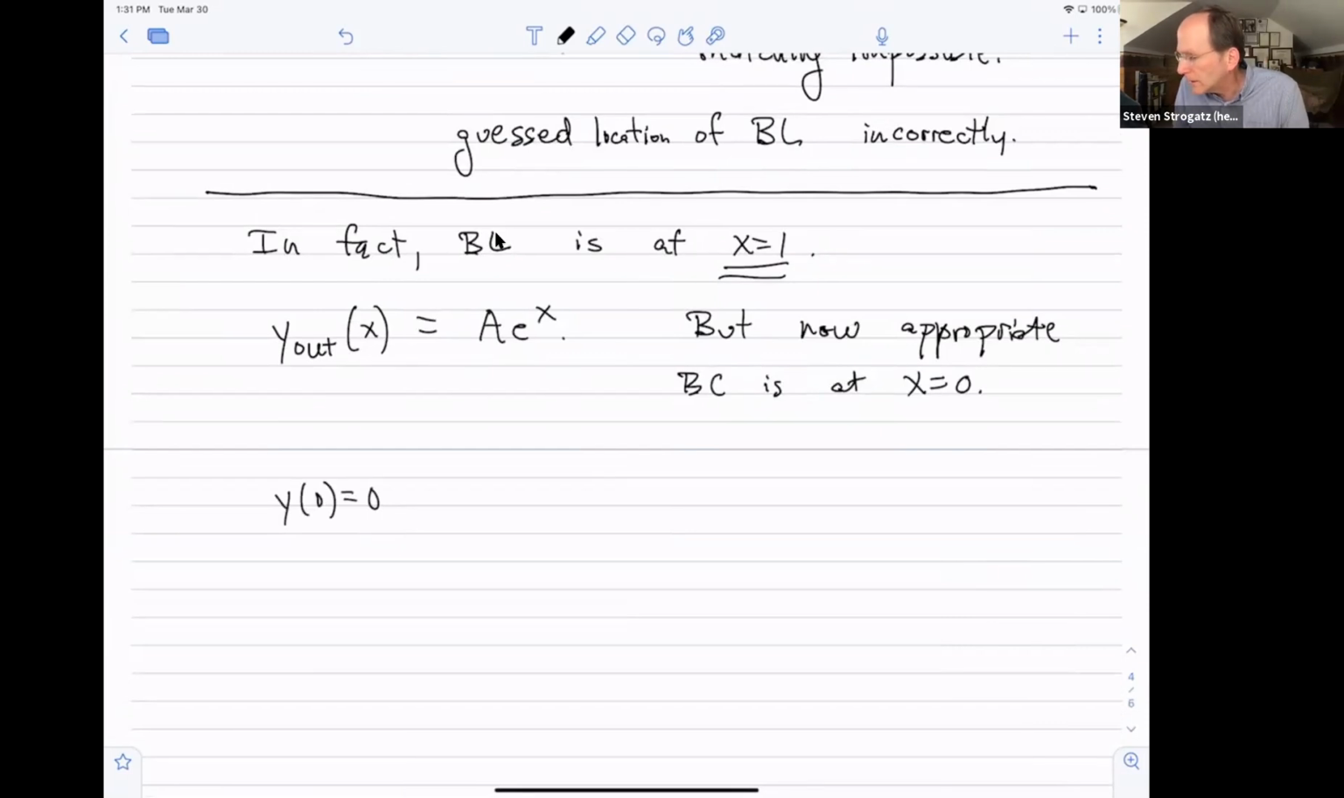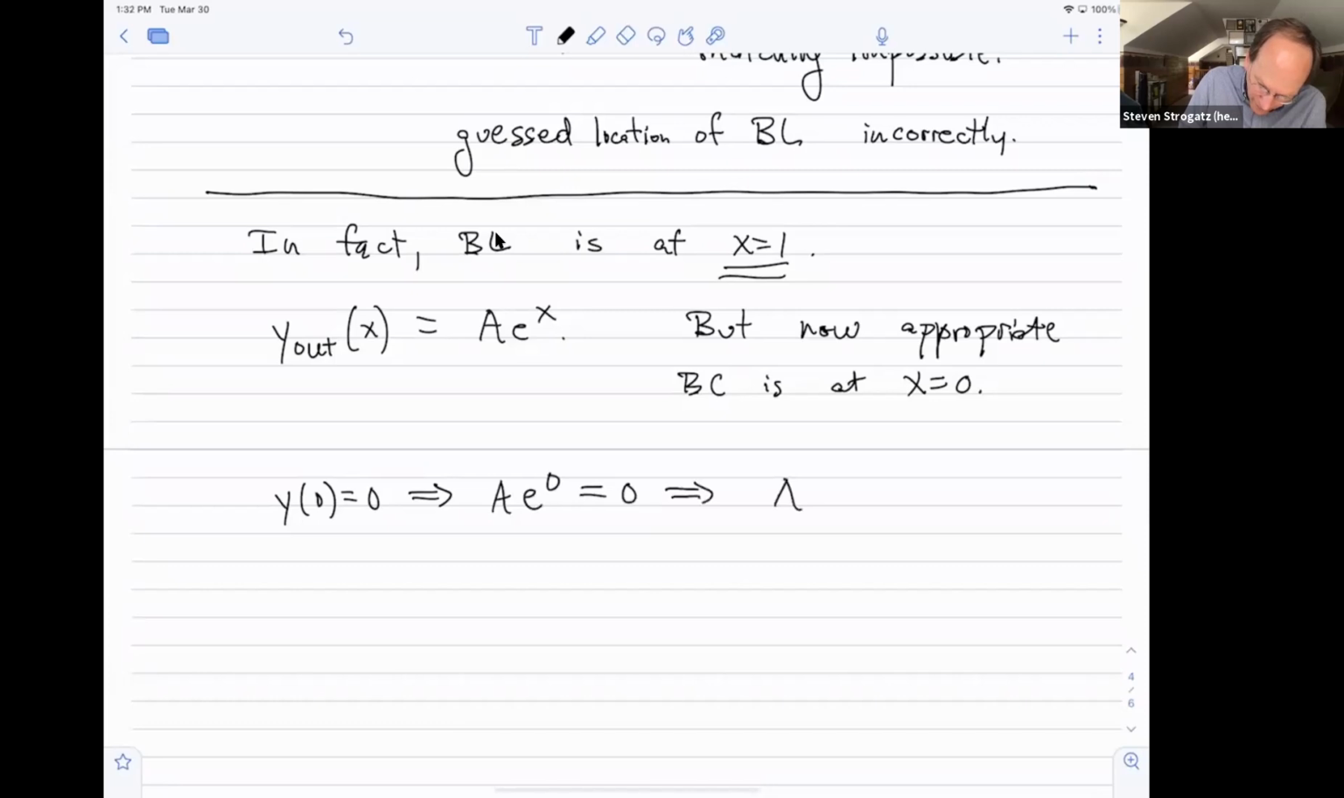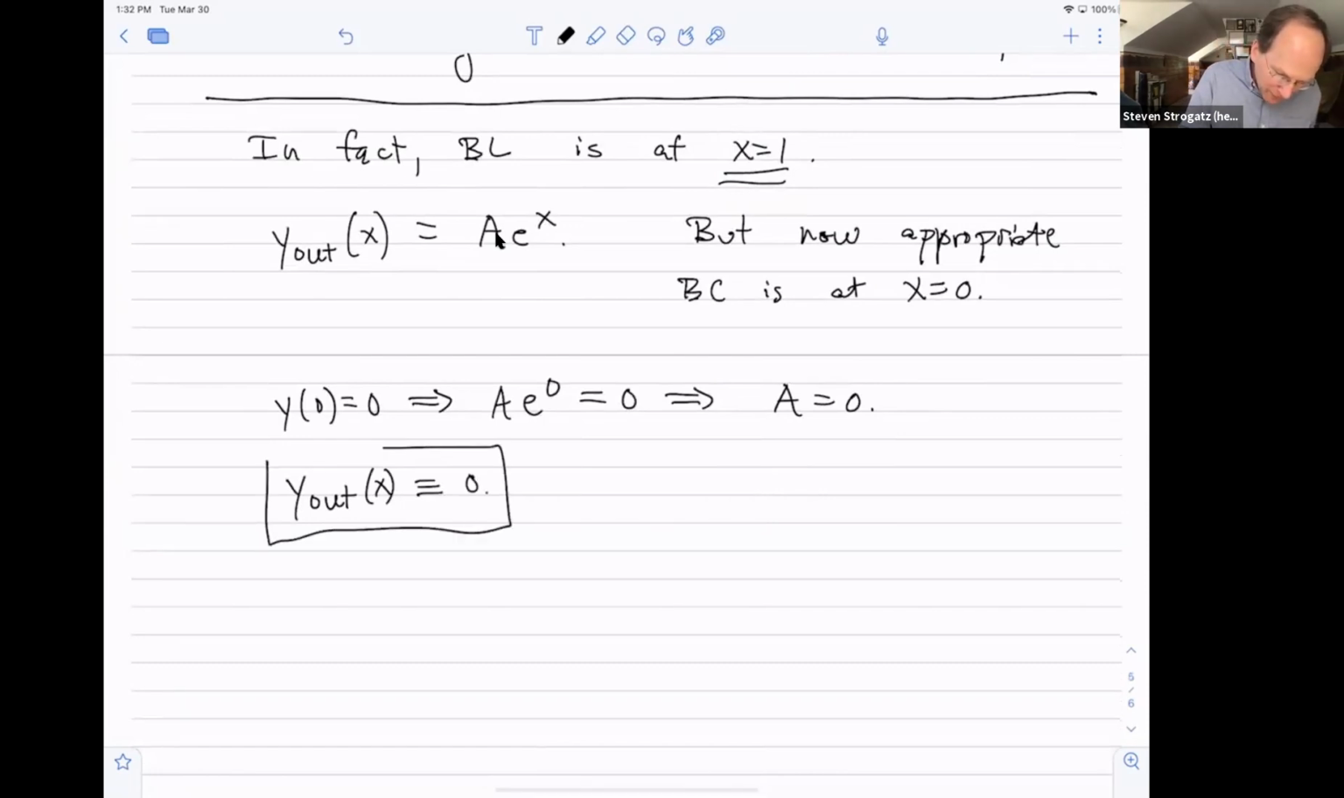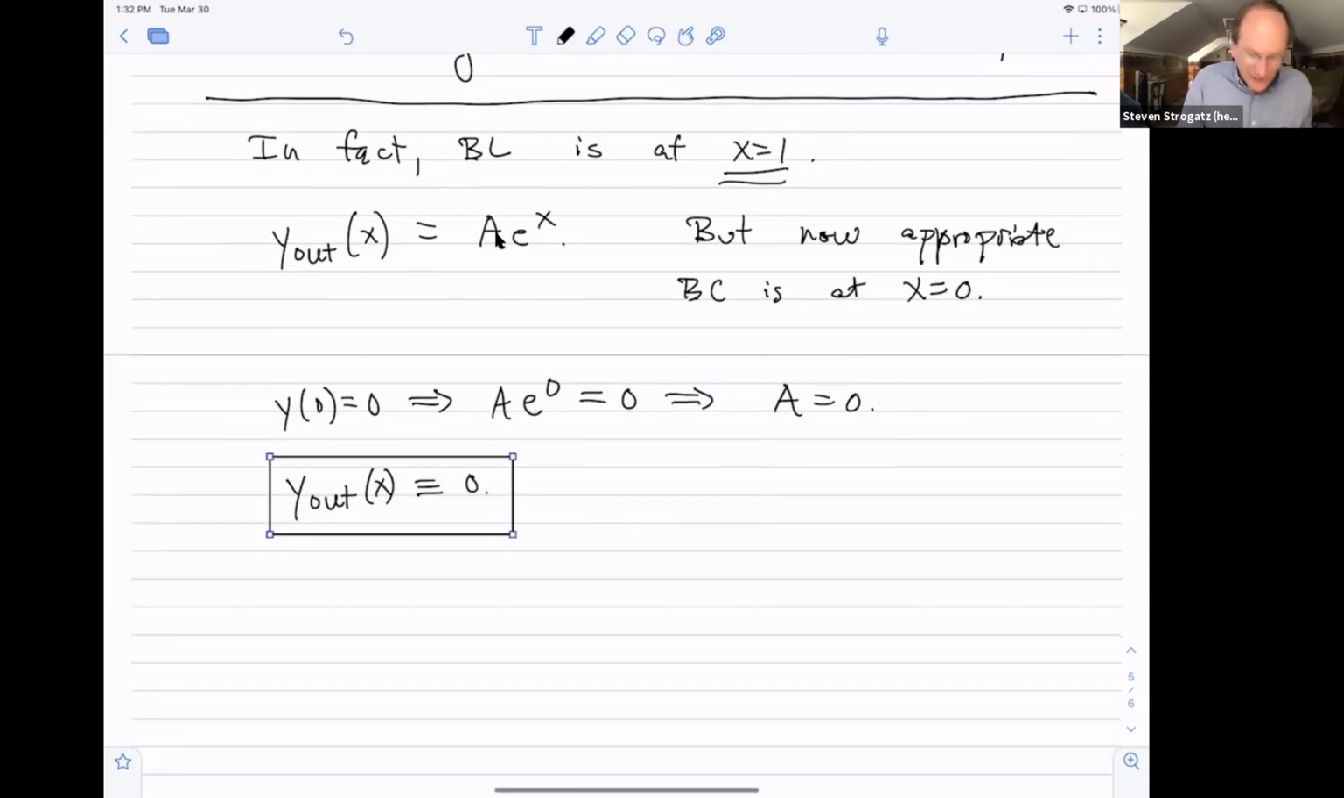So this tells us that a e to the 0 should be 0, which implies that a itself is equal to 0. Which looks a little weird because that's telling us that y outer of x, actually to all orders of perturbation theory, is just the identically 0 function. So fine, it looks a little bizarre, but that's what's happening in the outer region.